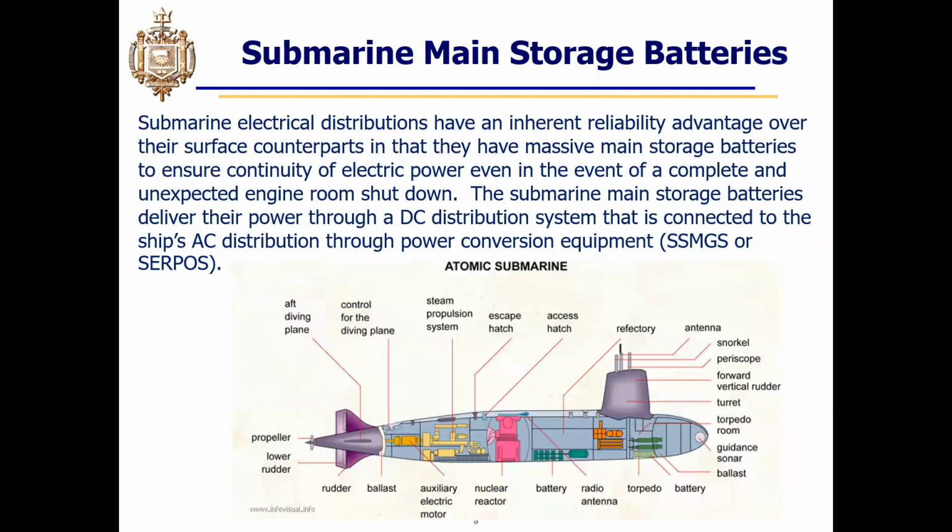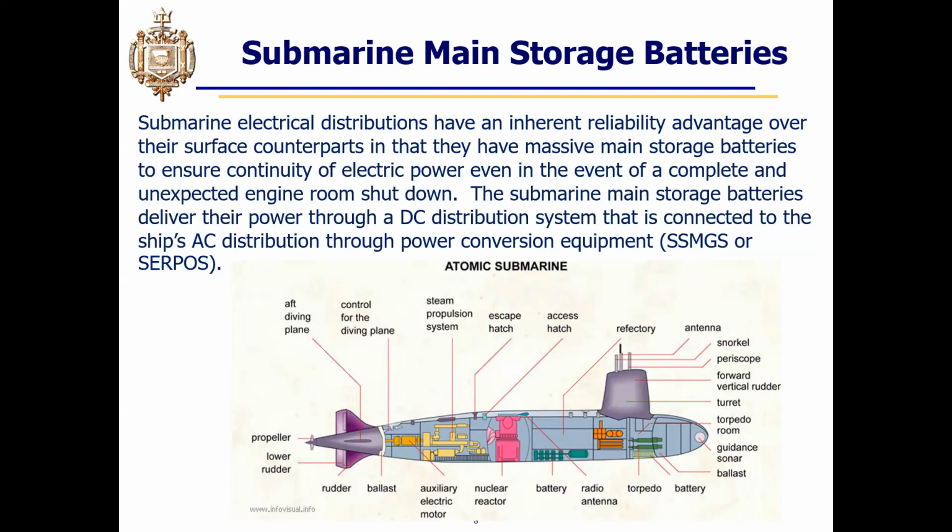Ship service submarines have main storage batteries for a DC distribution. So they have an AC distribution system and a DC distribution. The main storage battery, because it is a DC power supply, requires power conversion equipment in order for it to be useful to all of the ship's alternating current loads.